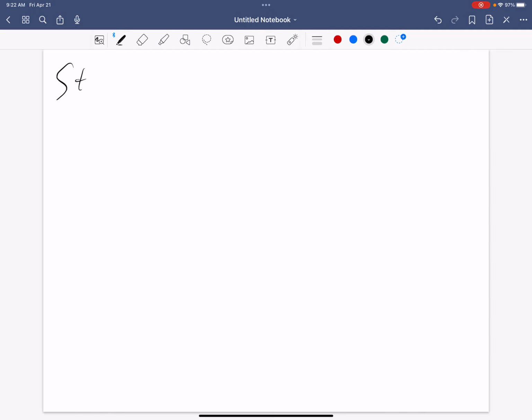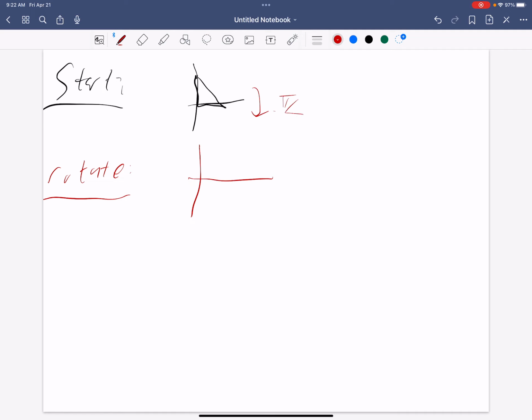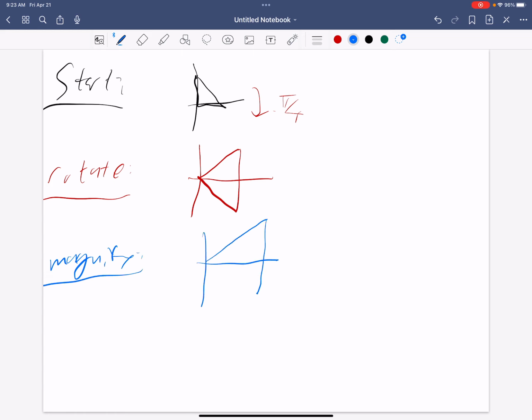We start with my triangle. And again, remember, you do it in the following order. It rotates, and we know it's going to rotate it pi over 4 in that direction, so it looks like that. We know it magnifies it by a factor of root 2, so just going to make it a little bit bigger.